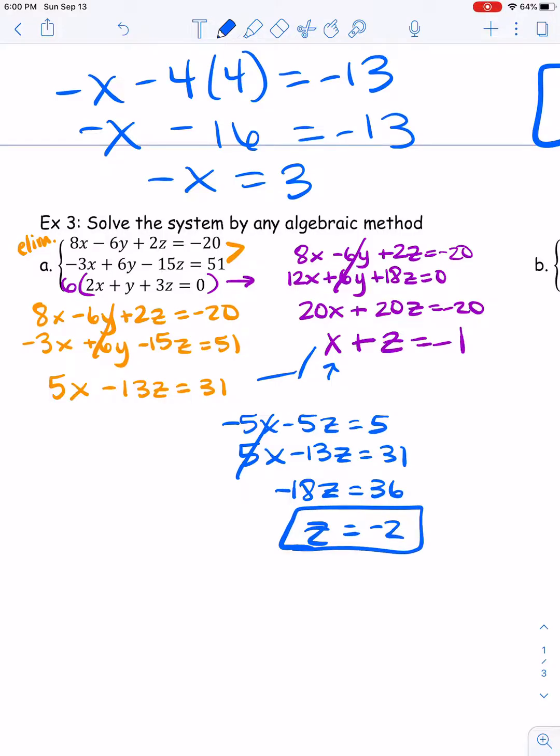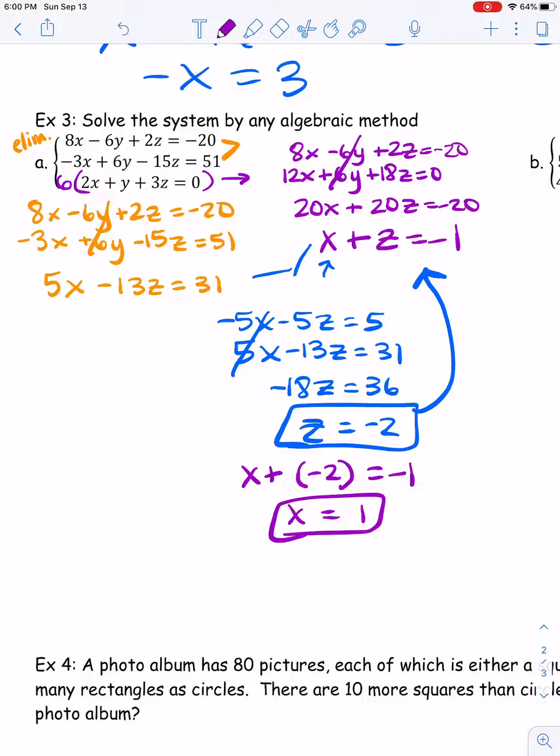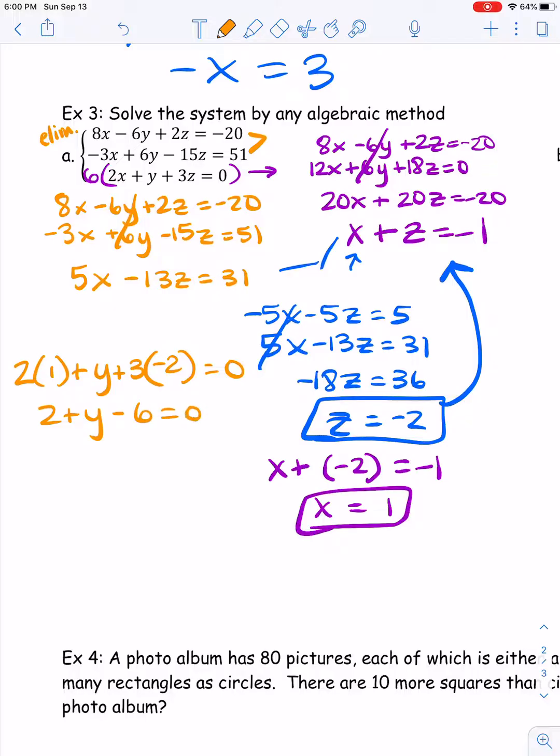So now that I know that z is -2, I can plug it in here. And I can get x plus z, which is -2 equals -1, which means x is 1. And now that I know x and I know z, I can plug it back into one of my originals and solve for y. And so let's go with that third one because y is by itself. So 2x, x is 1, plus y plus 3z, z is -2, equals 0. So that's 2 plus y minus 6 equals 0. So that means y minus 4 equals 0, which means y is 4.